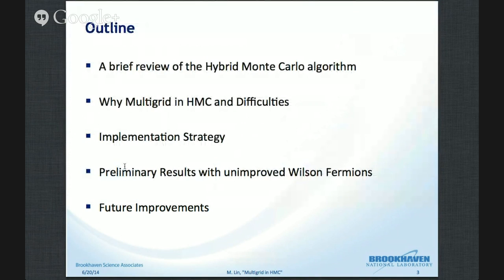So the outline of my talk is the following. I'll first give a brief review of the HMC algorithm for lattice QCD. Berlin already talked quite a bit about it. And why we want to use multi-grid in HMC, and what are the difficulties associated with it. And then I'll show you our implementation strategy and some preliminary results with an improved Wilson fermion. So we still haven't implemented the covariant HMC in the framework that we're using right now. And then I'll show you some possible improvements for the future.